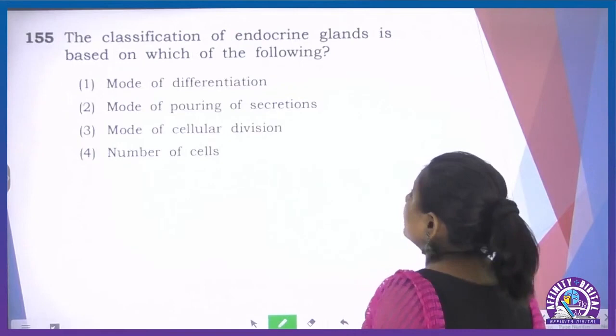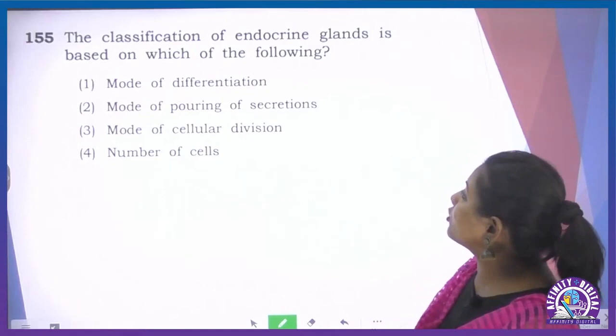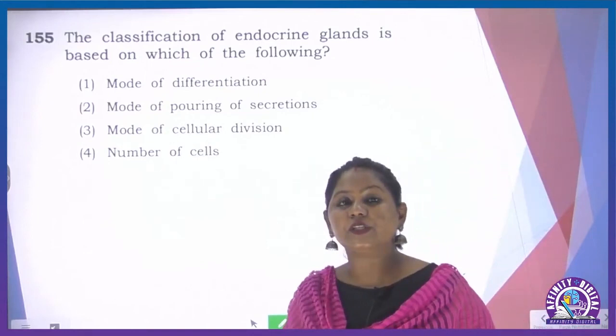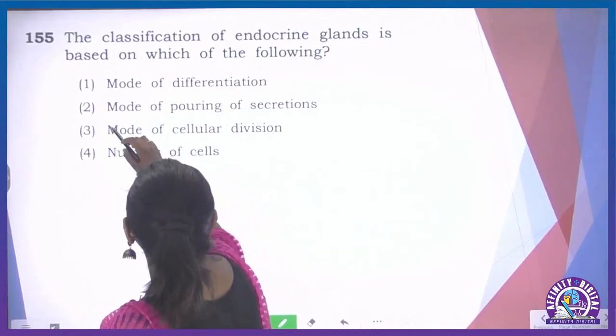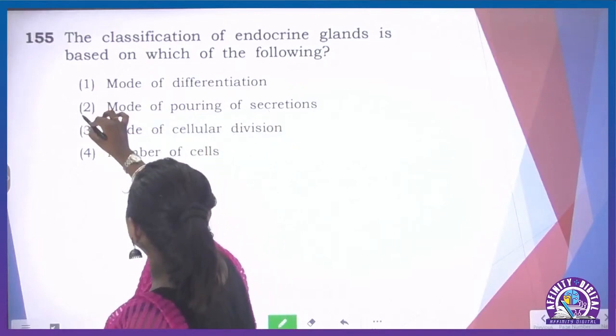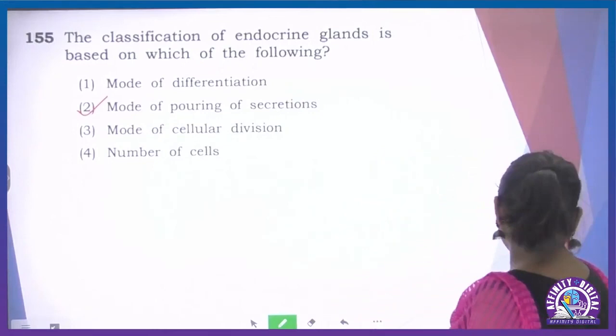Now, question number 155. The classification of the endocrine gland is based on which of the following? So, endocrine gland kis basis pe classify hum karte hai? Ki endocrine gland apna secretion kahan pe release karta hai? Endocrine gland apna secretion blood mein release karta hai. So it is classified on the mode of pouring of the secretion. Option 2, correct. Neither the mode of differentiation, nor the mode of cellular division, nor the number of cells.